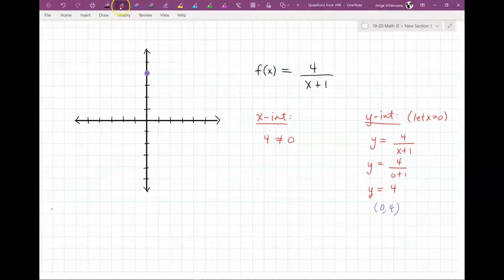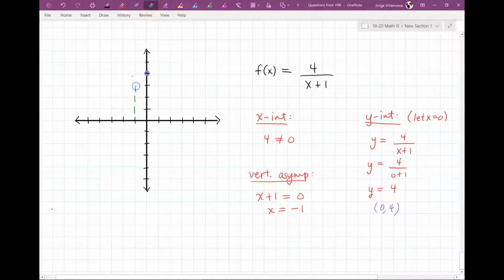Now to find not the x and y intercept, but the horizontal and vertical asymptote, let's do this right here. So for the vertical asymptote, I'm going to get the denominator, which is x plus 1, set it equal to 0, so x equals -1. So let's draw a vertical asymptote at x equal to -1, so that's right here.